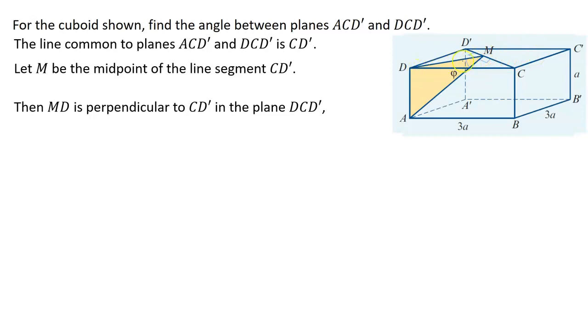I know this is perpendicular because the base of my cuboid, and therefore the top of my cuboid, is a square, 3A by 3A. So I know that if M is the midpoint, the line MD is going to cut this isosceles triangle into two right-angled triangles.